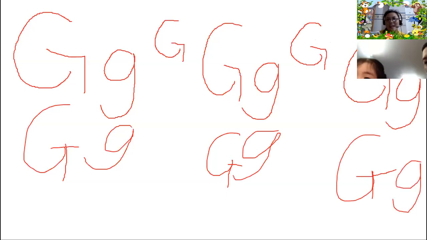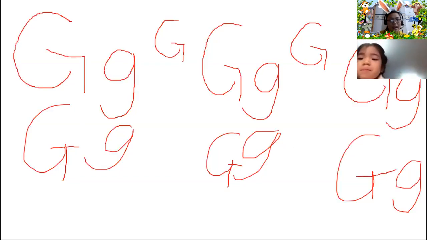Okay, Bong, very nice. Okay, Bong, what letter is this again, Bong? Letter Z. Letter Z. Okay, very good. Letter G. Again, Bong, letter G. Again, letter G. Okay, very good. Letter G. What about this one, Bong? What letter is this?